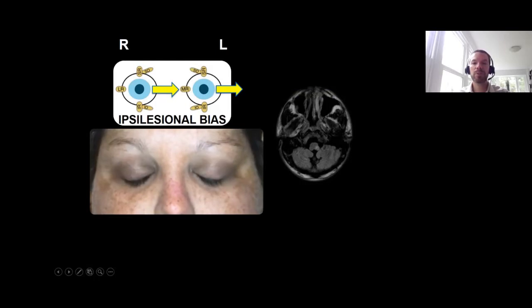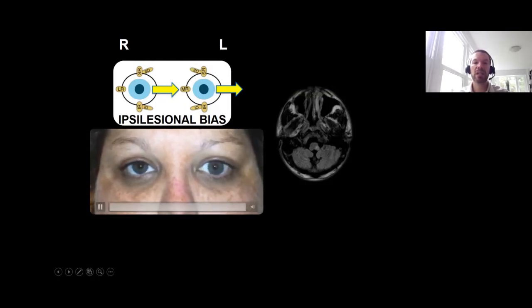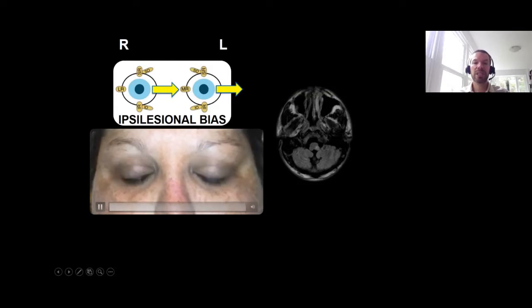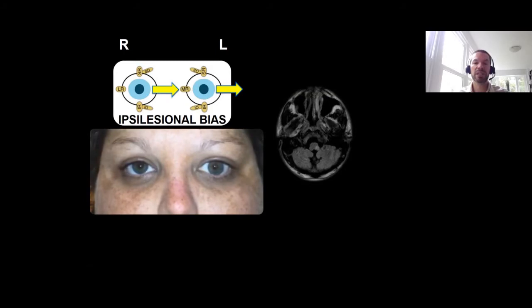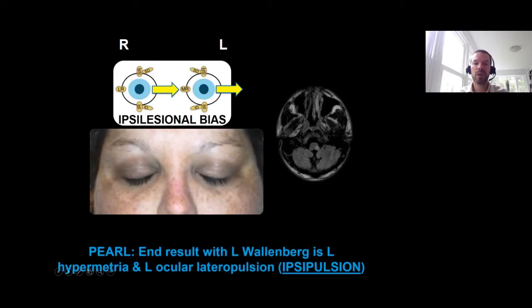Here's another example. So left lateral medullary lesion, behind closed eyelids, the eyes are really going to deviate to the left side. You open the eyes, the patient has to look back to center, so the eyes have to come to the right. And again, this is another example of a left lateral medullary problem causing leftward ocular lateral pulsion, also known as ipsipulsion, because it's toward the side of the lesion.